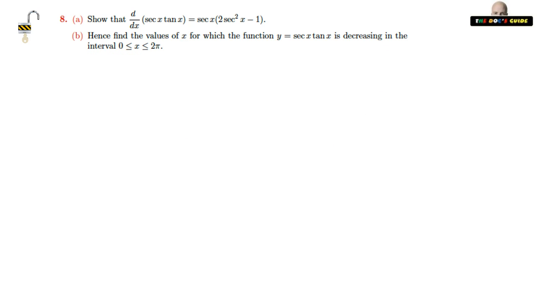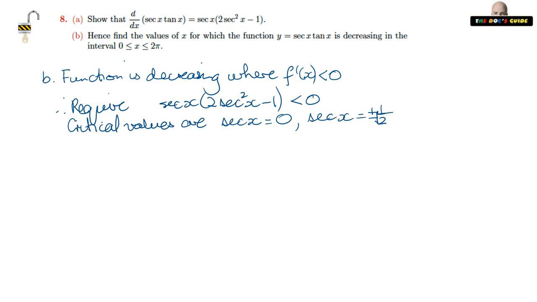So find the values of x for which this function is decreasing in that interval. So we should definitely know what it means to be decreasing, and that is that the slope is negative. So d dx has to be negative, and we've got what d dx is, which is this thing here. So normally we would say, well, we'll look for critical values. So they're the values of x which make this expression equal to 0, and then we'll investigate what's going on near them.